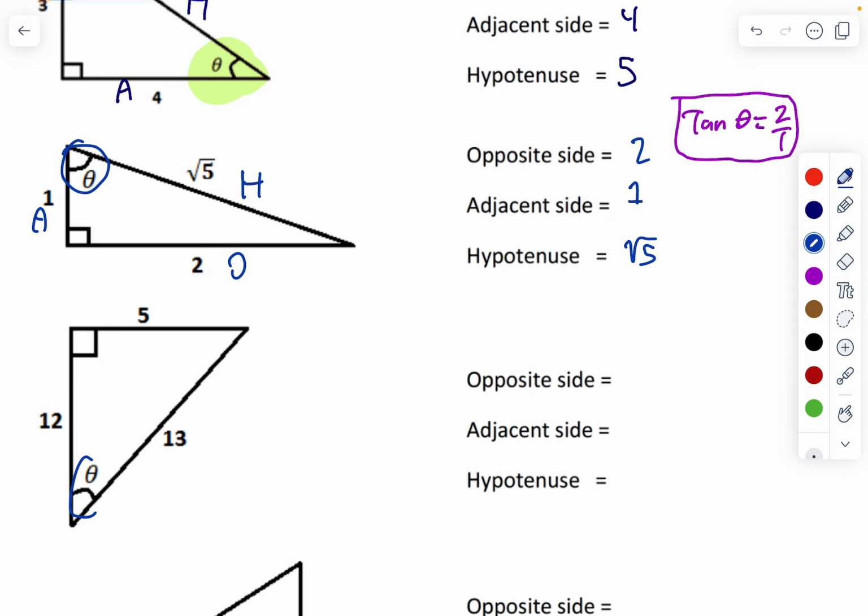Say I wanted to look at this angle right over here. Since we haven't used sine, we'll find the sine of theta of this one. There's theta, the angle right over here. So we need the opposite side, the adjacent side, and the hypotenuse. Opposite is 5, adjacent is 12, hypotenuse is 13. Sine is opposite over hypotenuse, which would be 5 over 13.